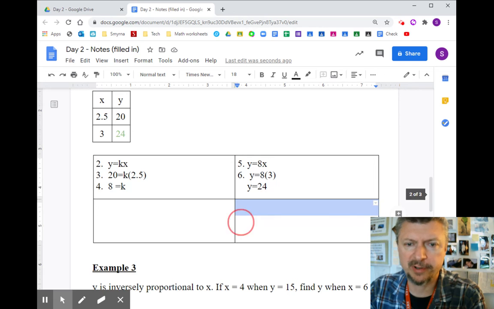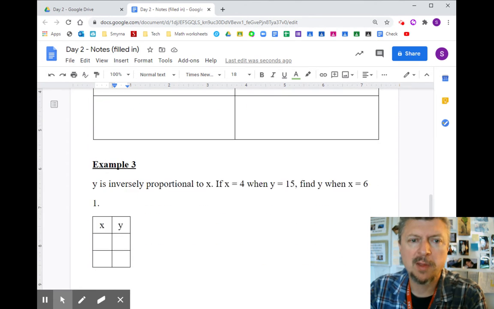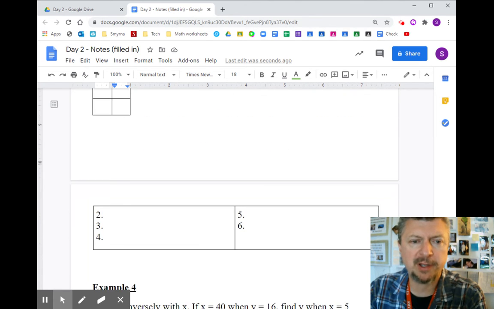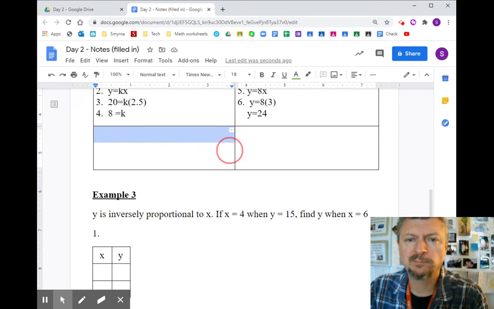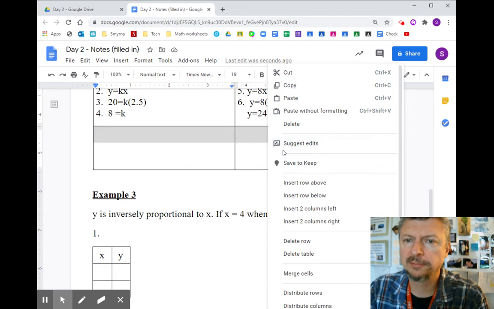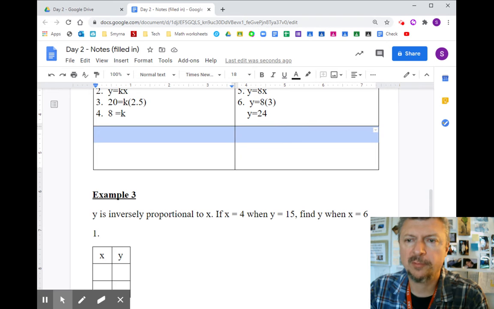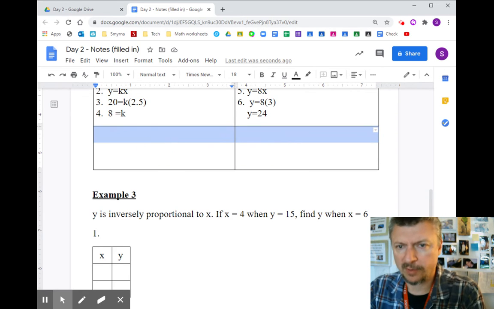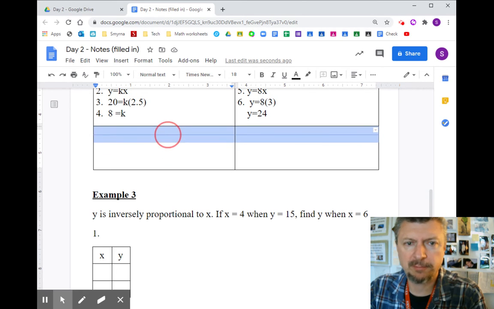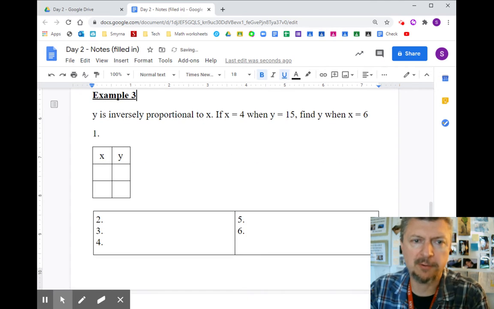What's going on? Somehow I have extra stuff here. That's okay. Example 3. Let me get rid of this so I have room. Why isn't it deleting? Okay, it doesn't want to go away. All right, here we go.